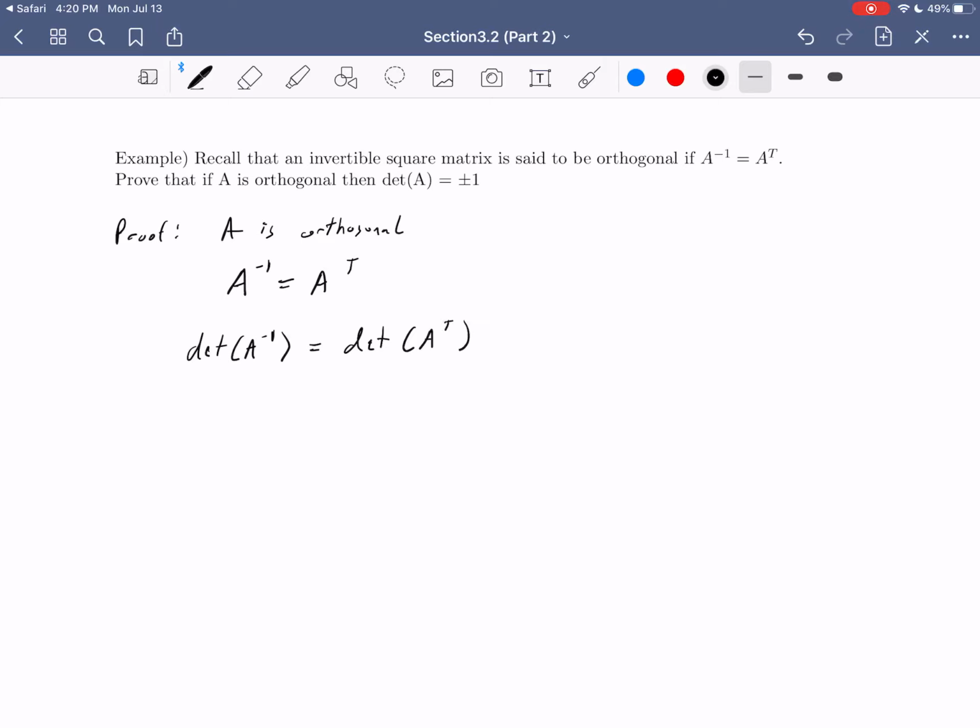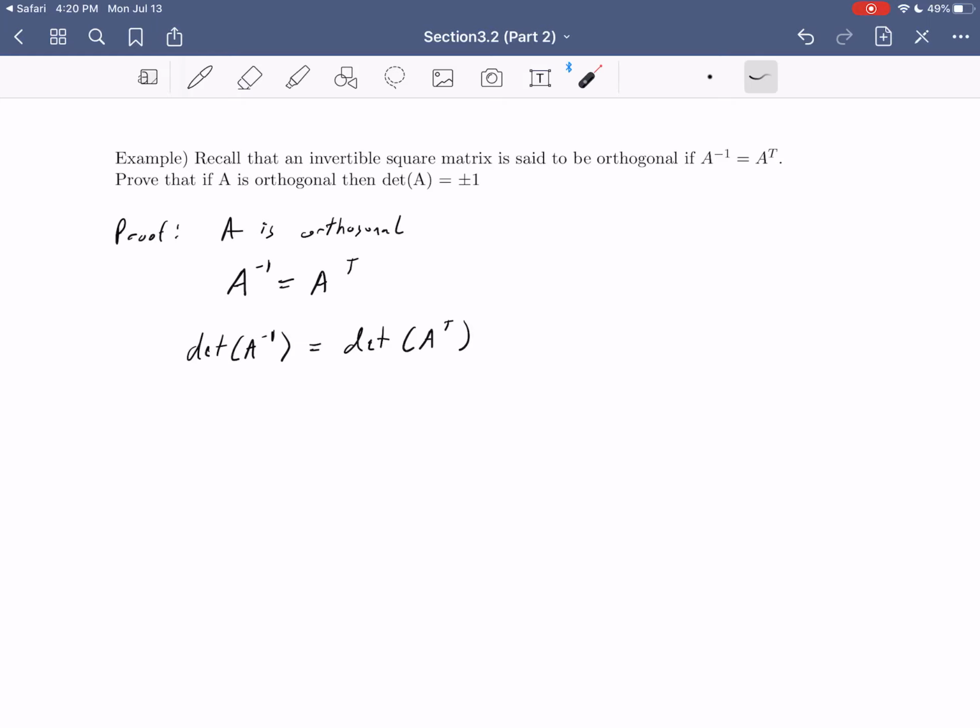Is that true the opposite way? Can you say if the determinants of two matrices are equivalent, then the matrices are equal? No, of course not. The determinant of the identity matrix is 1, and there are plenty of other matrices that also have a determinant of 1. Doesn't mean that the matrices are equal. So you can only do it one way. If you have two matrices that are equal, then their determinants must be equal.